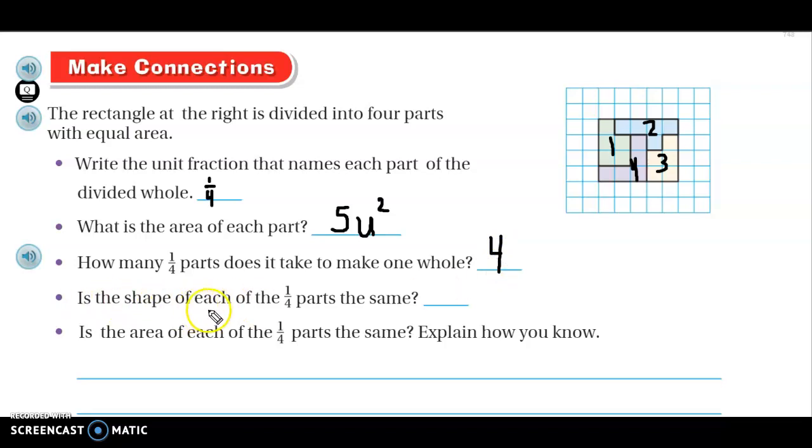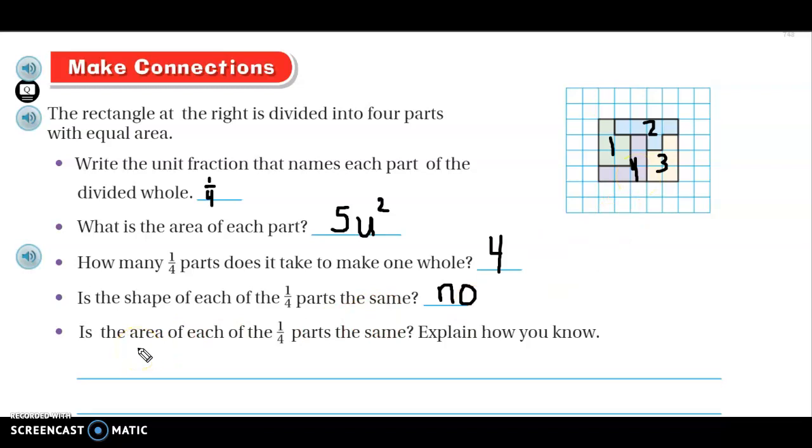Is the shape of each of the 1/4 parts the same? Is the shape the same? We kind of talked about it. No. The shape is not the same. Although they have the same area, they're not the same shape.